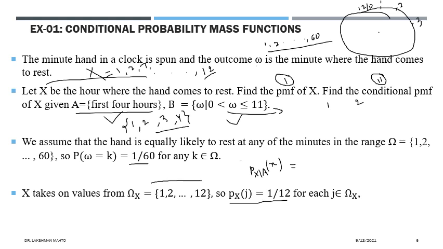So how can we calculate this conditional probability mass function? The definition says that it is the probability that x takes value, or we observe value small x, given A. A is what? The first 4 hours. So x is taking how many values? 12 values. For each value we will try to calculate it.